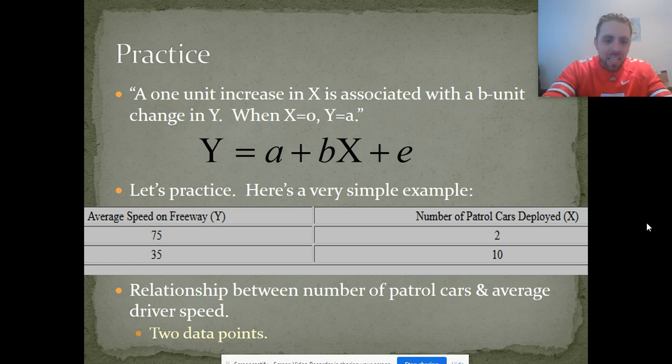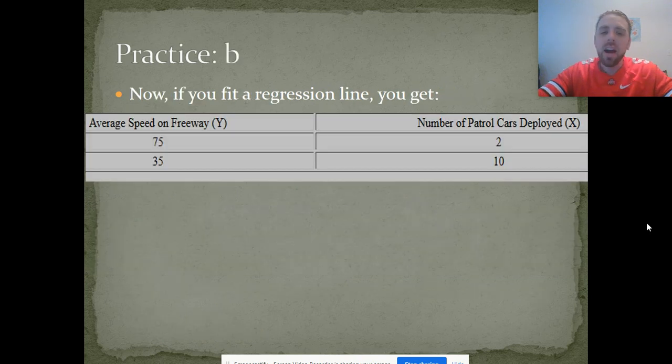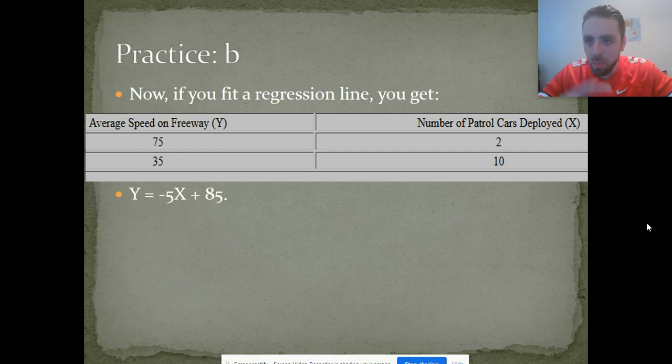If you want, knowing what you have here, you can actually calculate B and A already. It's actually not that difficult, because it's simple algebra at this point, but I'm not going to require that of you. I want you to interpret at this point. So if I fit the regression line, that is to say, if I calculate the unknowns here, A and B, here's what you're going to get. And feel free to pause it if you want to try the algebra here. But if you want me to just tell you what the answer is, Y equals negative 5x plus 85.